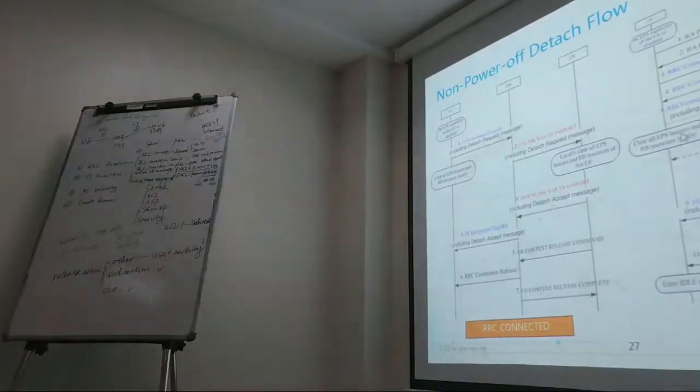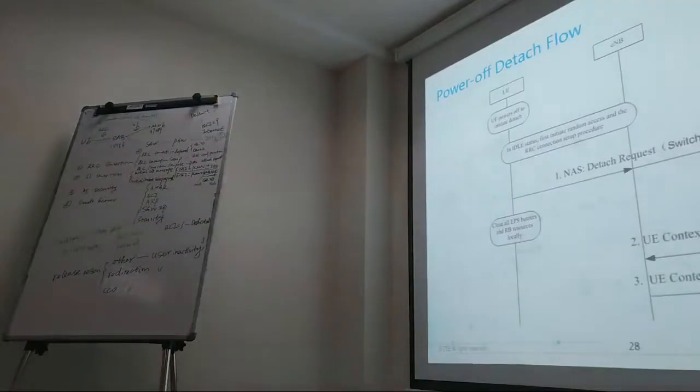Now this is non-power off. So for the non-power off, we will see it will also have the RRC connection release procedure, when you tell the UE that you need to release this connection. But for power off, when you power off your cell phone, you have already cleared all the resources, all the information, right? So just transmit one piece of information when I power off. It just needs to transmit the detach request.